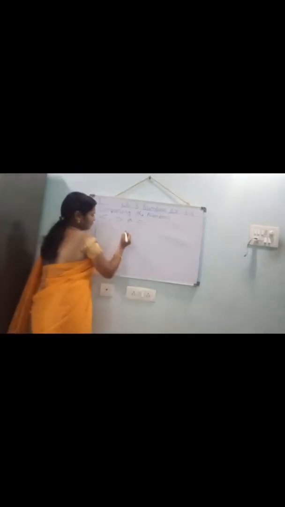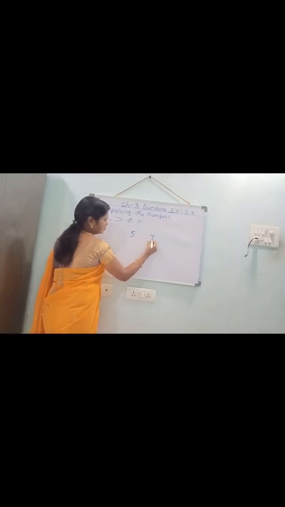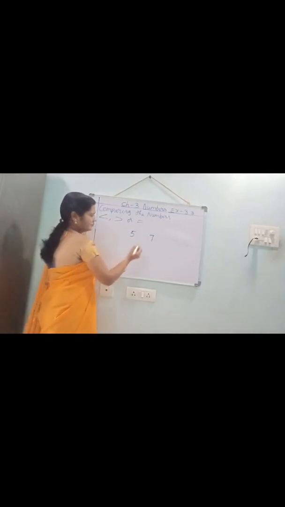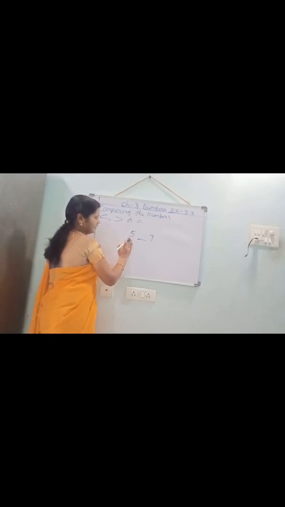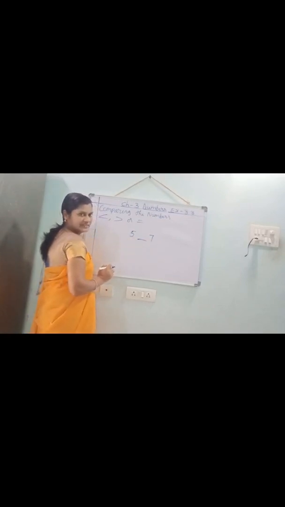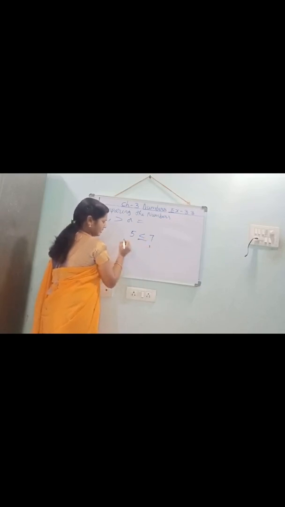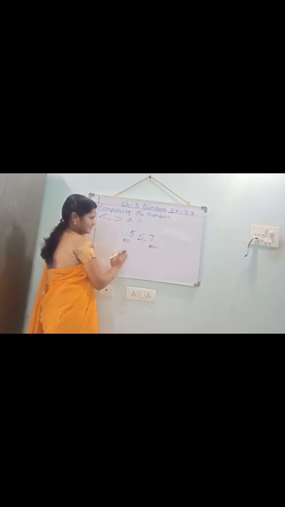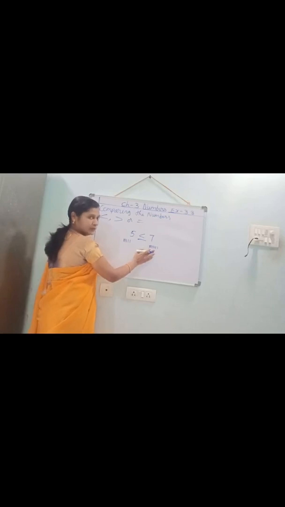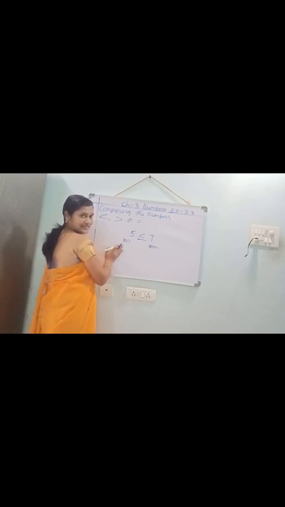Yes, children. See, now which number is greater? In these two, here 5, here 7. Which number is greater? 7 is greater, because if we see 5, it means 1, 2, 3, 4, 5 only. Here 1, 2, 3, 4, 5, 6, 7. See these sticks. Where is more? Here is more, here is less. That's why 7 is greater. Understood, children?